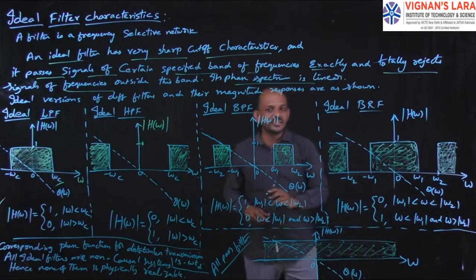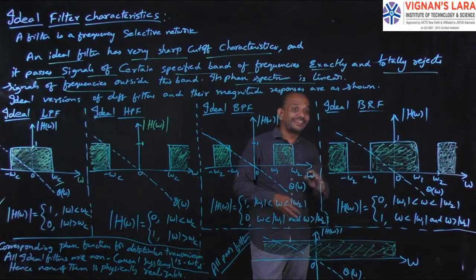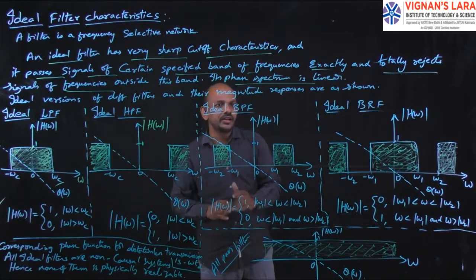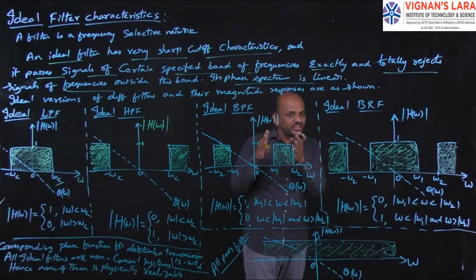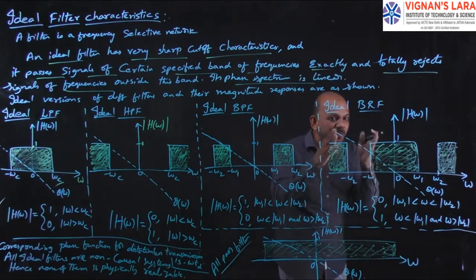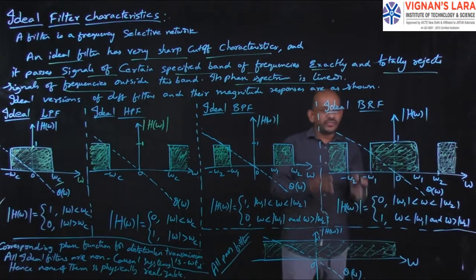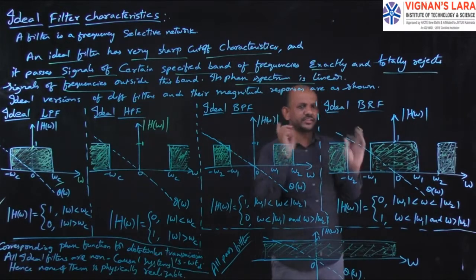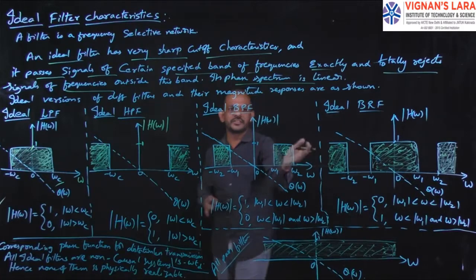So band pass filter or band reject filter. For band pass filter, the signal will pass only in the band of frequencies, but for band reject filter, the signal will be rejected in the band of frequencies. This is the only difference between band pass and band reject. That is completely opposite. These two are opposite to each other.